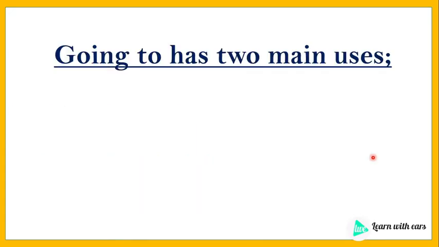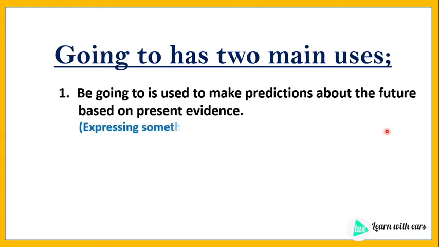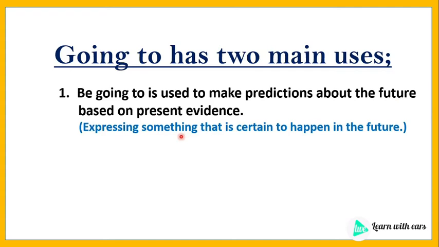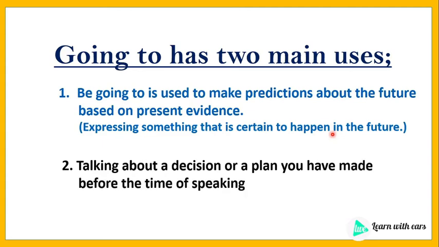Now next we'll see, going to has two main uses. Okay? First, be going to is used to make predictions about the future based on present evidence. Or we can say expressing something that is certain to happen in the future, right? Second use we have, talking about a decision or plan you have made before the time of speaking.